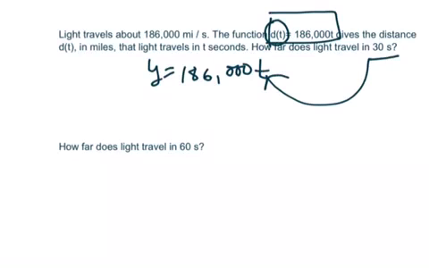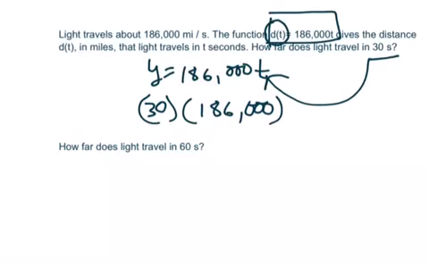So 30 times 186,000 equals 5,580,000 miles is the distance that light travels in 30 seconds.